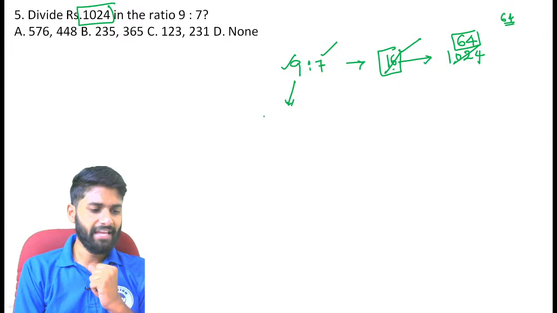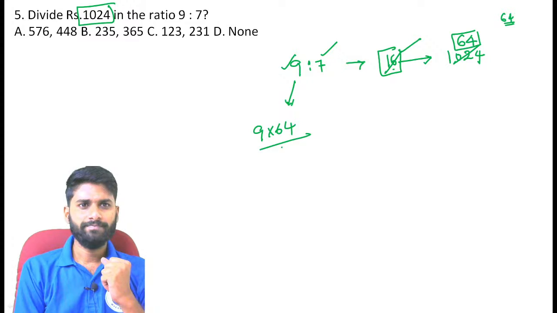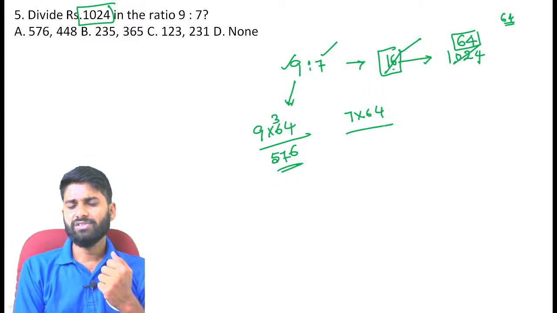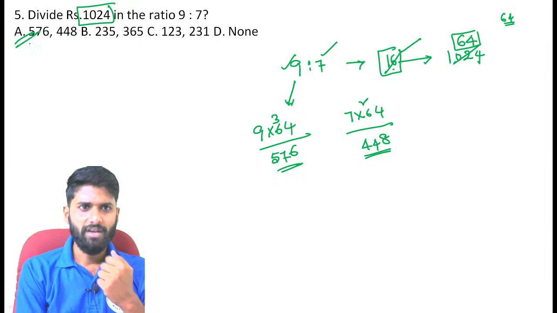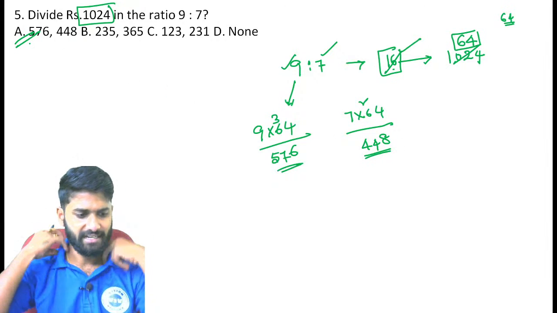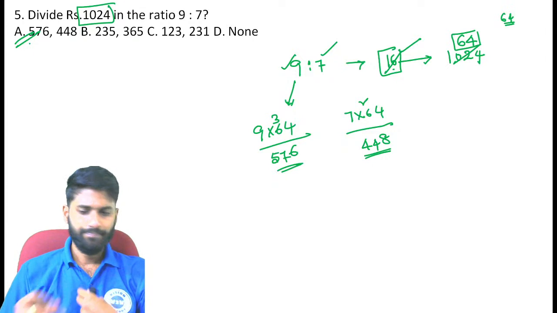The first value is 9 quantities. So 9 into 64. 9 times 4 is 36, and 9 times 6 is 54, plus 3 is 57. So the answer is 576. Now find the other value also. 7 into 64: 7 times 4 is 28, 7 times 6 is 42, 42 plus 2 is 448. So 576 and 448 is the correct answer. Very good, Nana Raja.